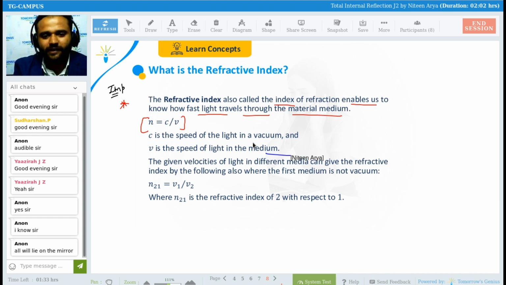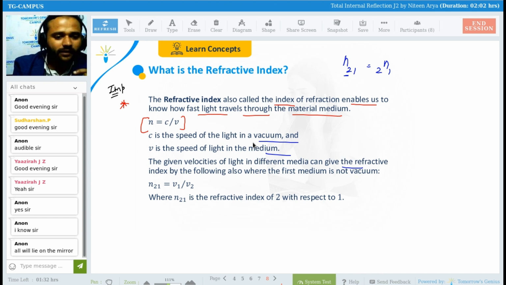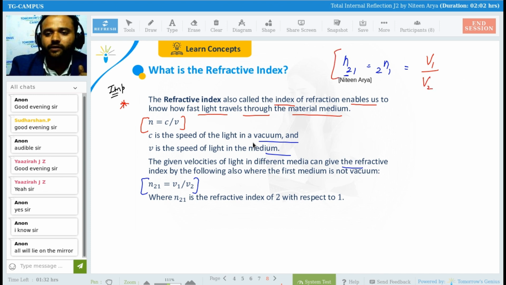And we see that v is the speed of light in the medium, c is the speed of light in vacuum. The given velocities of light in different media can give the refractive index. So n21, clearly understand this, either you can write this or you can write this. Whatever the first subscript is, that is the medium 2 or velocity in medium 2. Clear? As you can see from here, that is nothing but the speed of light in medium 1 to the speed of light in medium 2. And what is it? The refractive index of medium 1 to 2. Clear? Where n21 is the refractive index of 2 with respect to 1.